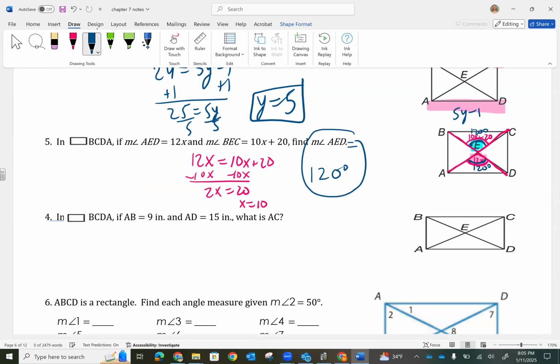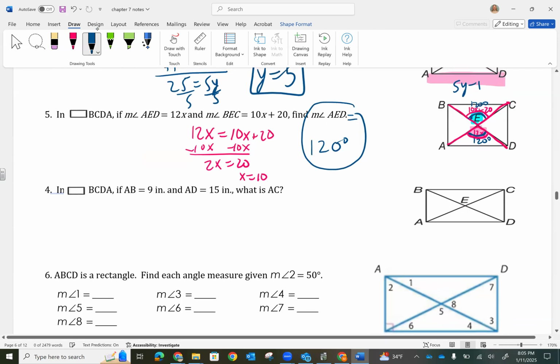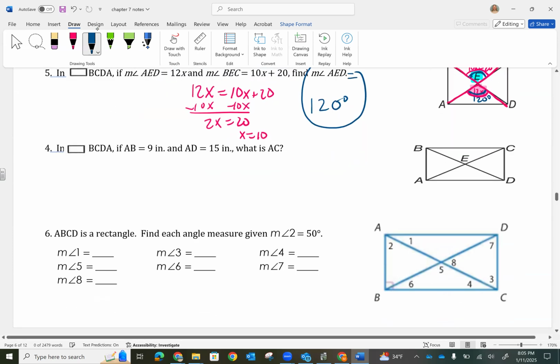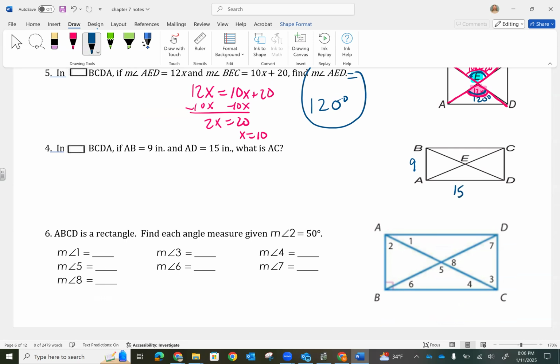Okay, measure of AED is 120 degrees. Okay, cool. Next thing. If AB is equal to 9 and AD is equal to 15, what is AC? Well, AC is this diagonal, but we can also, remember the opposite sides are congruent.